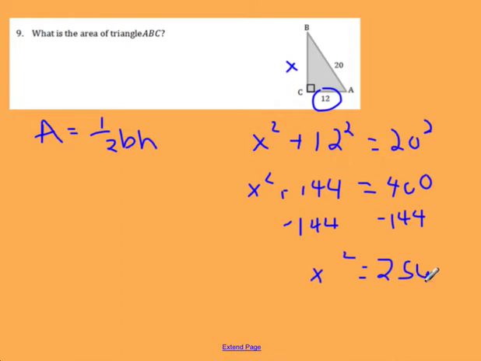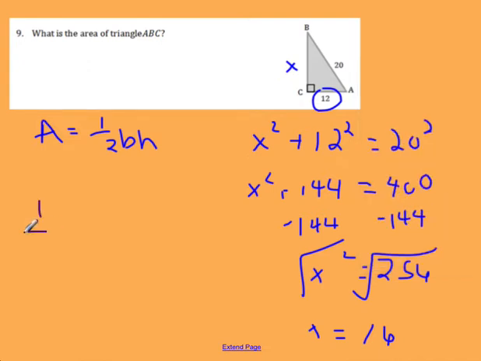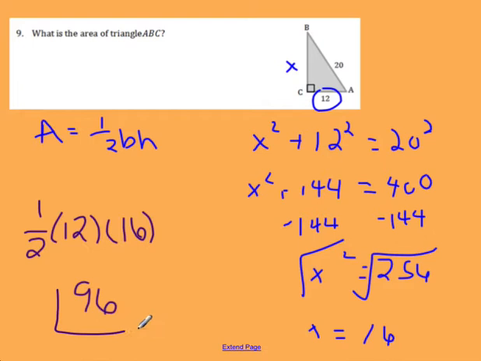Now, I don't want to know what x squared is. I want to know what x is. Well, when I take the square root of both sides, conveniently, it works out to be just 16. So I don't even have to simplify the radical. And now I'm going to calculate my area. So my area is going to be 1/2 times my base, which is 12, times the height of my triangle, which is 16. So 1/2 times base times height is equal to 96. And since they didn't give us a label, we don't need to give them a label.